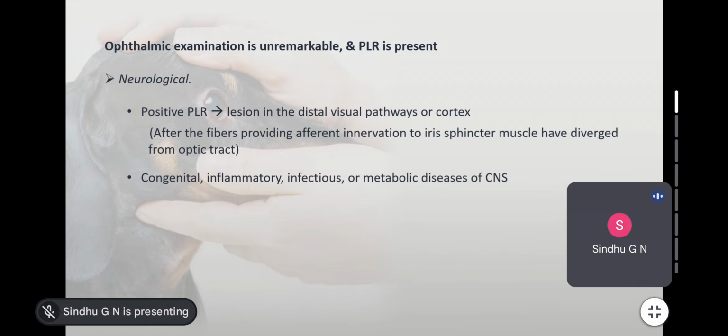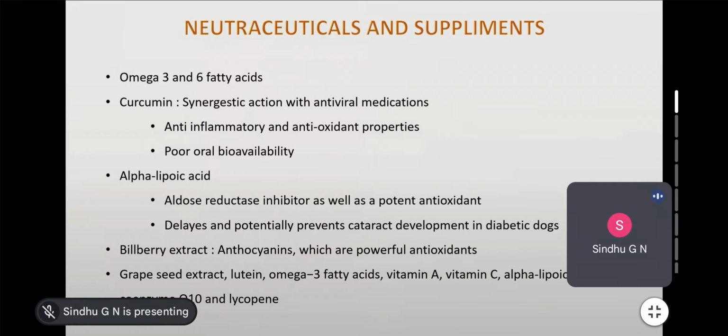Then some of the nutraceuticals. So these are the major lesions: red, blue, and blind eyes. I would like to say a few words about nutraceuticals and supplements used in veterinary ophthalmology for the management of the above-mentioned conditions.